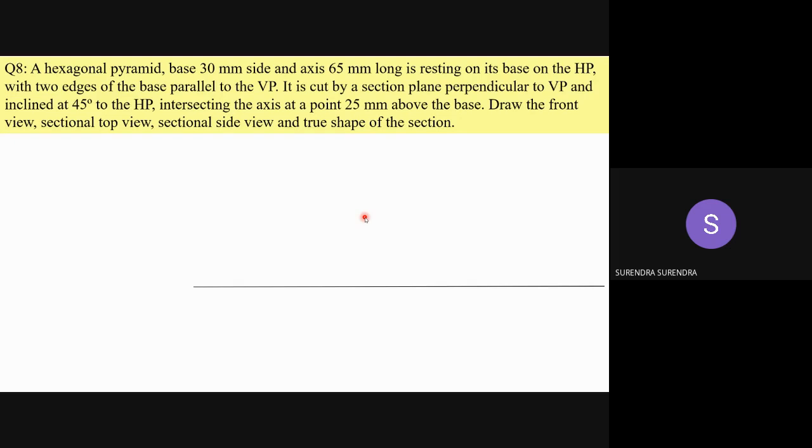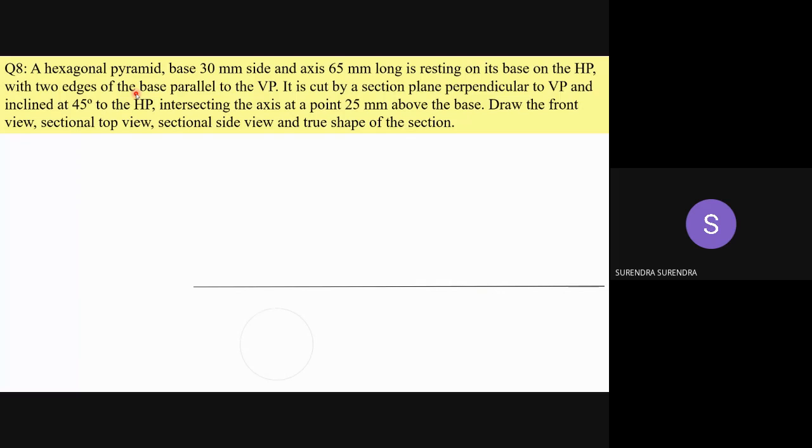So actually, as this is a class and from an explanation point of view, I'm explaining all this, drawing all the views. But in examination, you may not get the drawing of sectional side view. If it is not given to draw the sectional side view, no need to draw. So don't waste time. First read the problem clearly and identify what are the views which you have to draw.